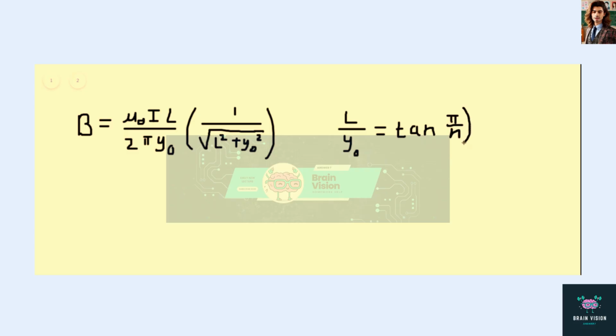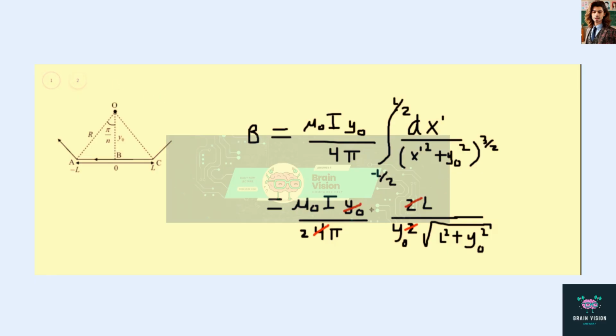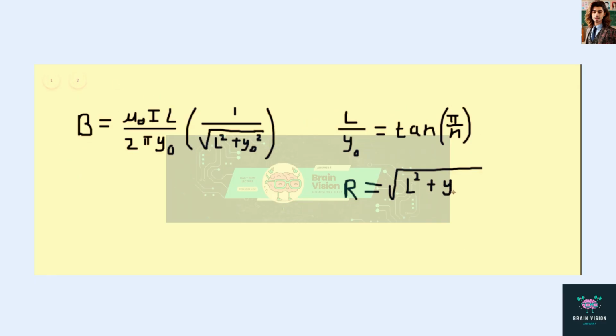Because the tangent of the angle is the opposite over the adjacent, where the opposite is L over y naught. Okay. So now that we have that, we can also realize that the value L squared plus y naught squared is just going to be equal to R, right? So R, since it's the hypotenuse, is just going to be equal to the square root of L squared plus y naught squared.